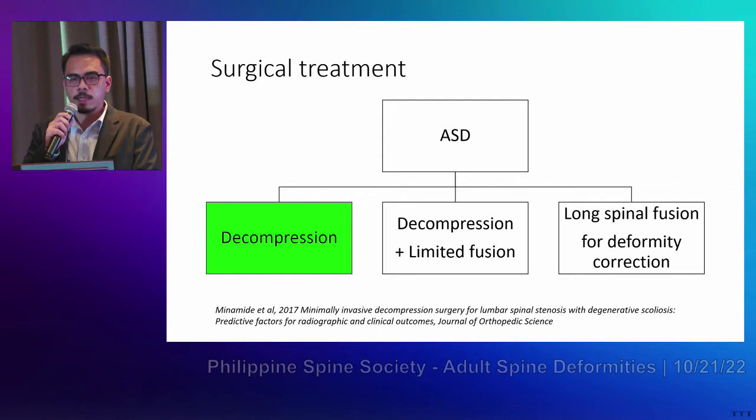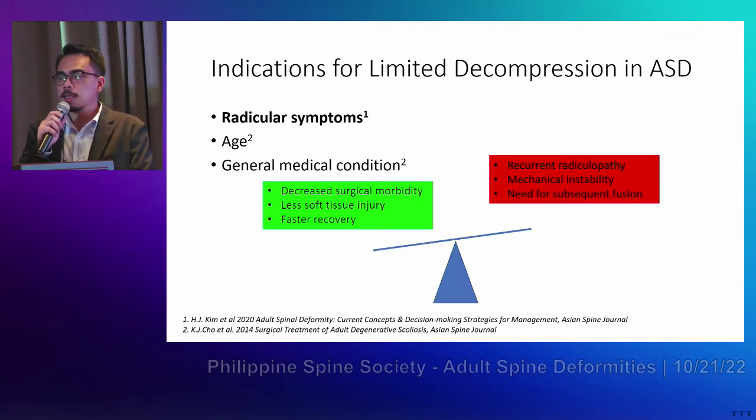The surgical treatment can be a simple decompression alone, decompression with limited spinal fusion, or the traditional long spinal fusion for deformity correction. So what are the indications of limited decompression in ASD? When is it safe to do a decompression alone? So the main indications are for radicular symptoms. So these are the patients presenting with leg pain, neurogenic claudication, and those with advanced age and medical comorbidities who cannot tolerate a more extensive surgical procedure.